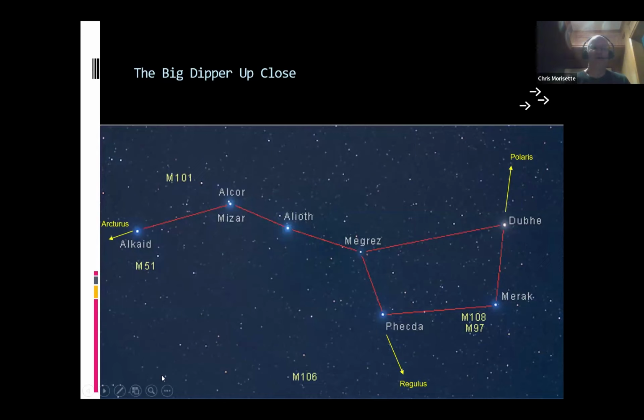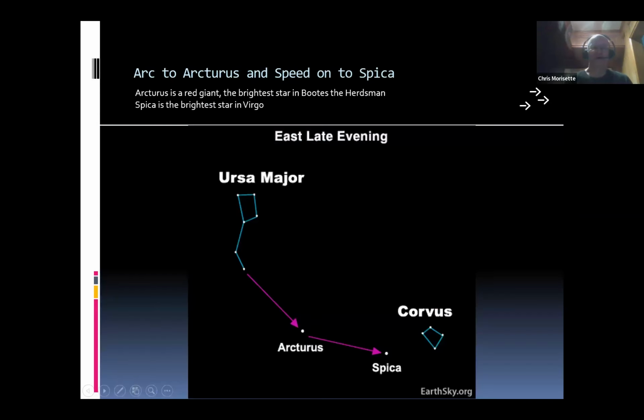Over here on the left, what you can do off of the handle of the Big Dipper is you can do something called arc to Arcturus. And when I arc to Arcturus, what I'm doing is I'm actually coming off the handle of the Big Dipper and I'm following down here to a bright star that's reddish in color. And Arcturus is in the constellation of Bootes. Now, there are some cool things in Bootes that we'll be looking at.